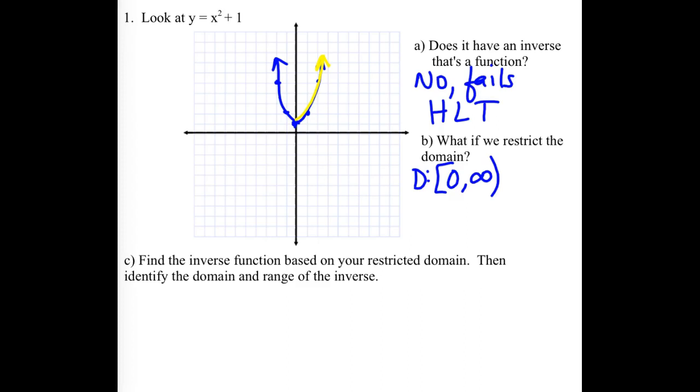Yes? What if I said my domain would be negative infinity to 0? Now which part of my graph am I looking at? Just the left side, right? The part that's still blue? Would that pass a horizontal test? So I can actually create an inverse that is a function by using just half of this parabola. Okay? So we're going to look at what happens when we do that.